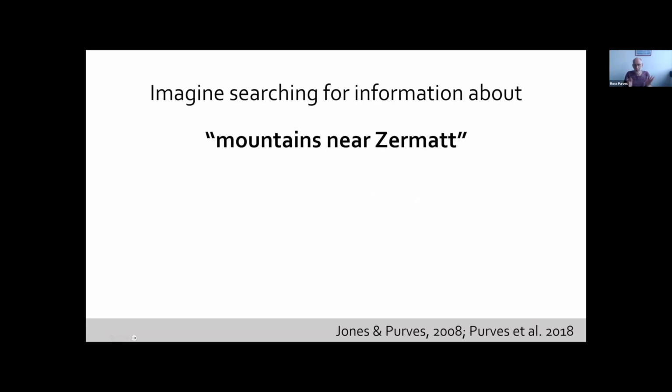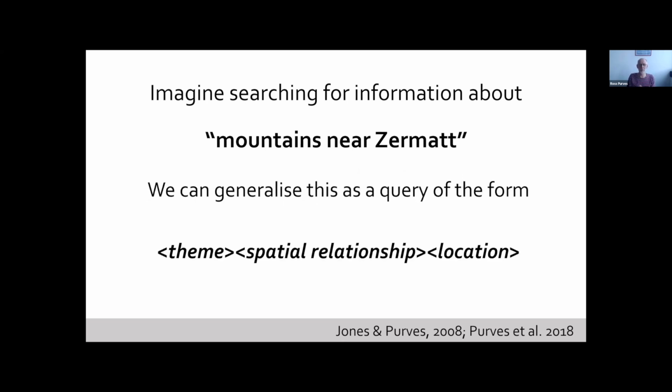And say, let's imagine that we're searching for information about mountains near Zermatt. And if we want to do this, irrespective of how we actually implement it, we have to do some different things. We have to generalize this into a query, or typically that's what people did, where we have to work out what the theme is, what sort of spatial relationship we're talking about, and what location. And whether that's handled as a single thing, like an LLM might nowadays do it, or whether it's handled as different components doesn't really matter.